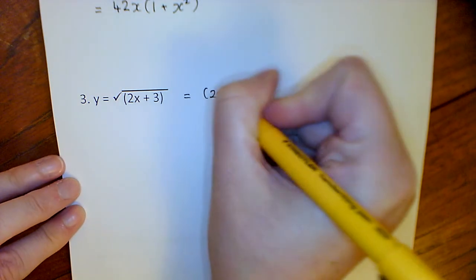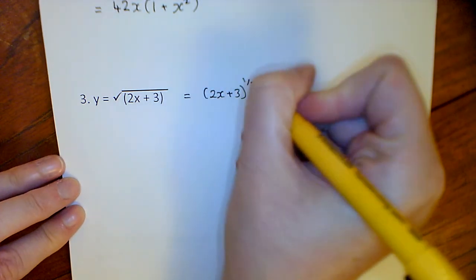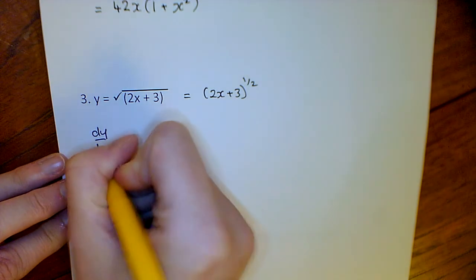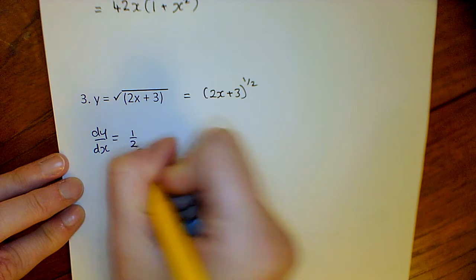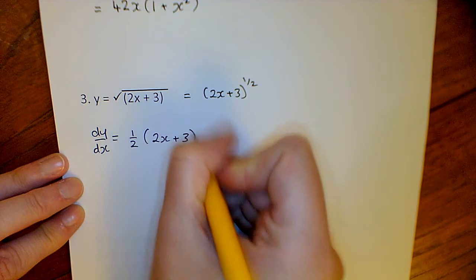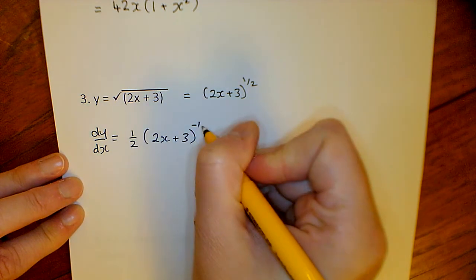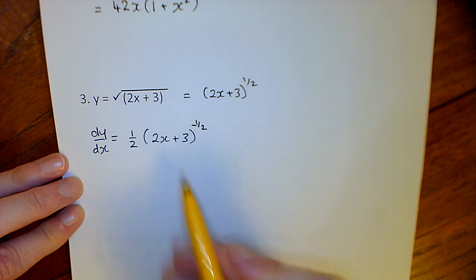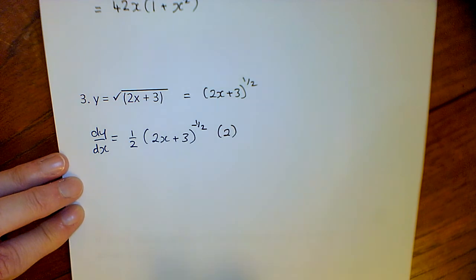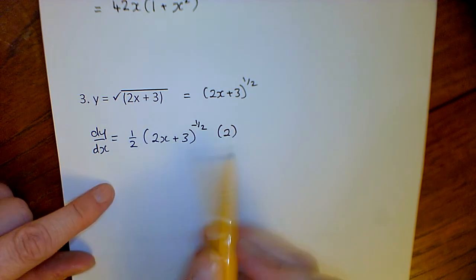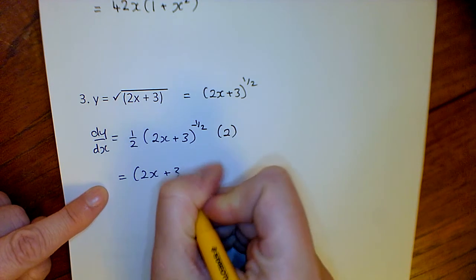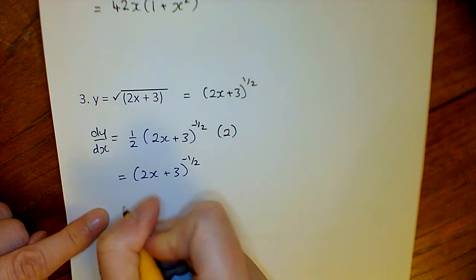Okay, so our next one then, square root, so obviously we can write that as 2x plus 3 to the power of a half. So differentiate, we get a half upon 2x plus 3, take 1 away, we get minus a half, and then differentiate what's inside the bracket. So that's 2. A half times 2, that gives us 1.